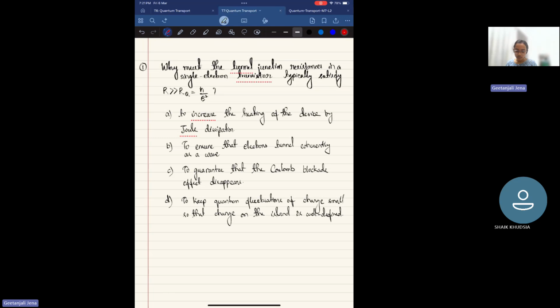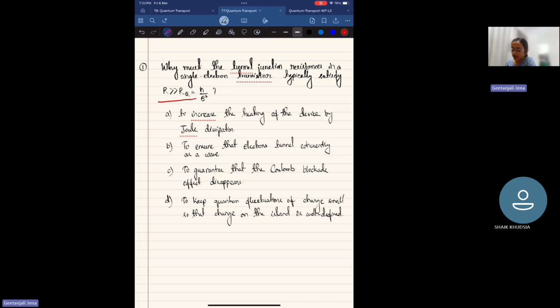First question, say conceptual one. So it says, why must the tunnel junction resistance in a single electron transistor typically satisfy R greater than h by e square?